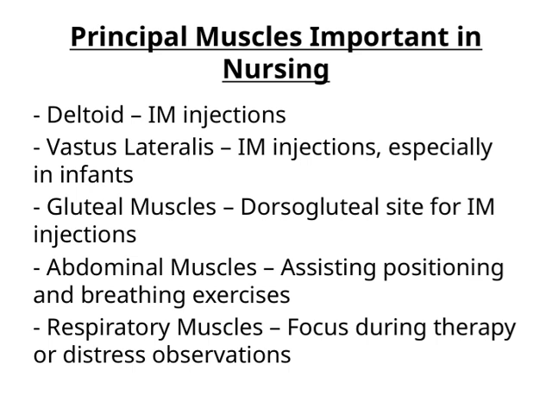Moving on, the gluteal muscles, particularly the dorsogluteal site, are also used for IM injections, though we need to be cautious to avoid nerve damage. Additionally, the abdominal muscles play a vital role not only in injections, but also in assisting with positioning and breathing exercises, especially in patients with respiratory issues. Lastly, the respiratory muscles are a focus during therapy or when observing for signs of distress, as they are critical for effective breathing and overall respiratory function. Overall, understanding these muscles helps us deliver care safely and effectively, ensuring we target the right areas and support our patients' recovery.